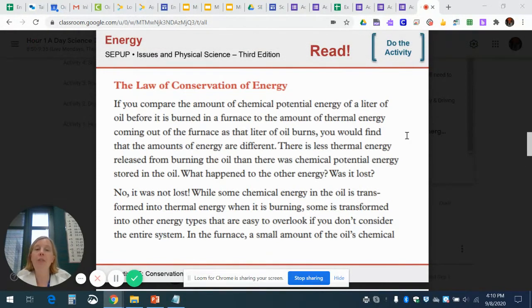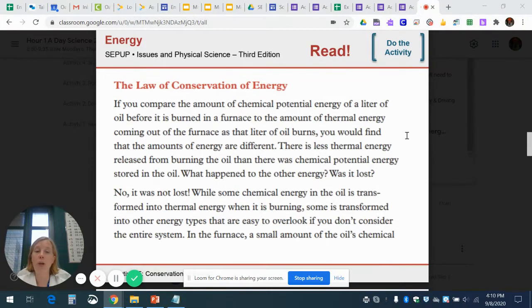If you compare the amount of chemical potential energy of a liter of oil before it is burned in a furnace to the amount of thermal energy coming out of the furnace as the liter of oil burns, you will find that the amounts of energy are different. There is less thermal energy released from burning the oil than there was chemical potential energy stored in the oil. What happened to the other energy? Was it lost? No, it was not lost.